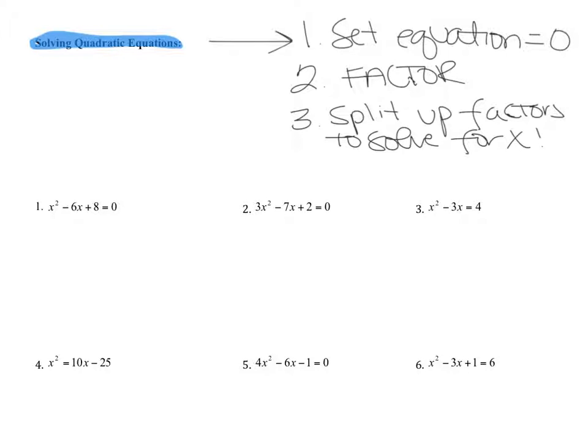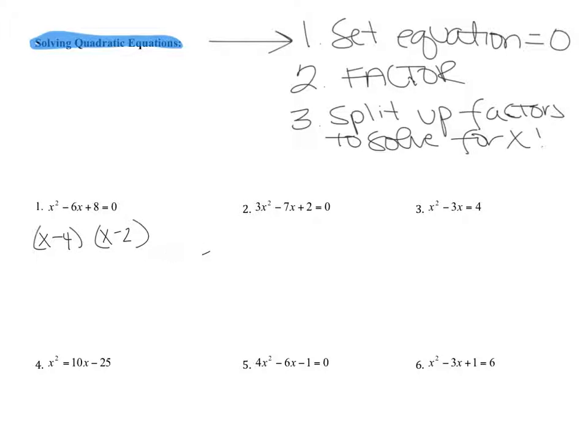So step 1, set equation equal to 0. That's done. Step 2, factor. So can I factor quickly or do I have to do slide and divide? Well, I can factor quickly, because there's nothing in front of this x squared. So I need factors of 8 that add up to negative 6. 4 and 2 make positive 6. So how do I make that negative 6? Negative 4 and negative 2.